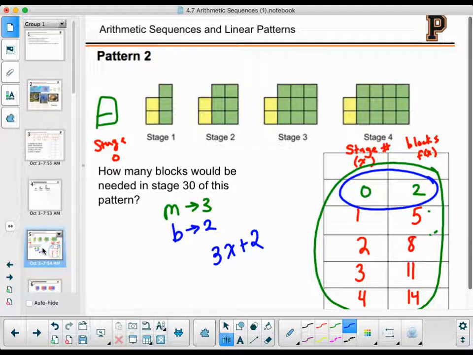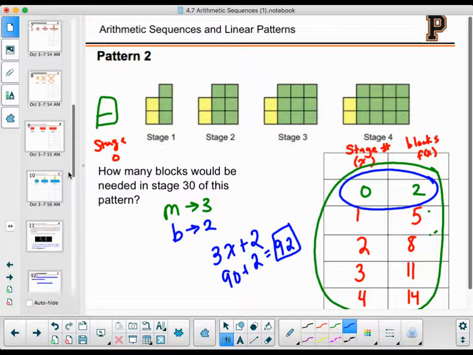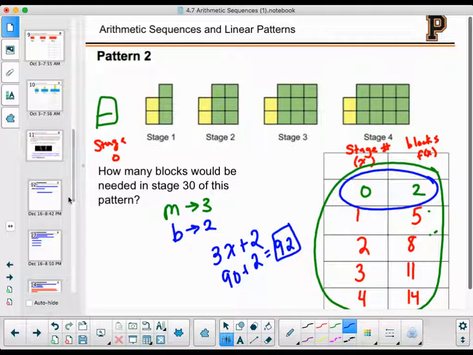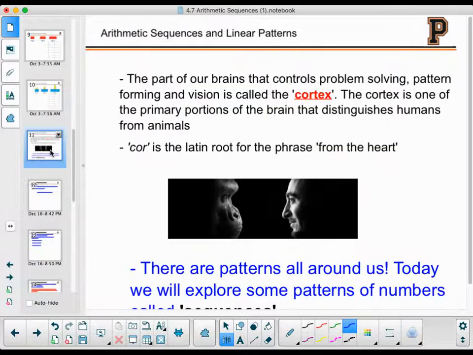And many of you guys probably thought of this. At the 30th stage, we would have 30 groupings of 3. Well, that's 90. And then we would also have those 2 that we started with. 90 plus 2 gets me 92 blocks. So if you got 92 blocks for the 30th stage, nicely done. Now, I've got a ton of these. We're not going to spend so much time on the block patterns, but they're going to help us to hopefully understand sequences and understand patterns in general.